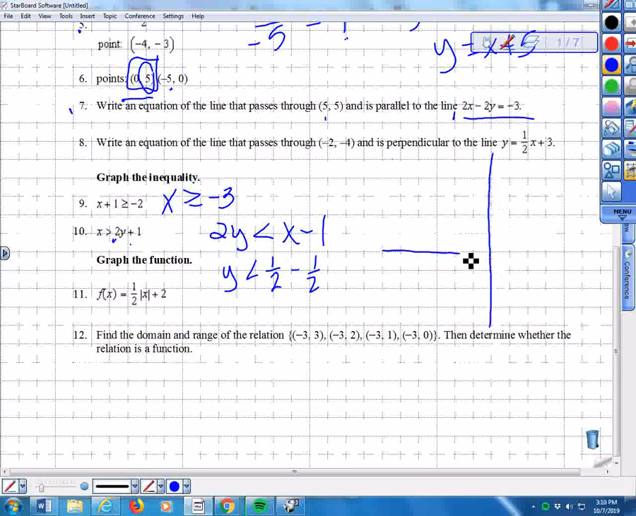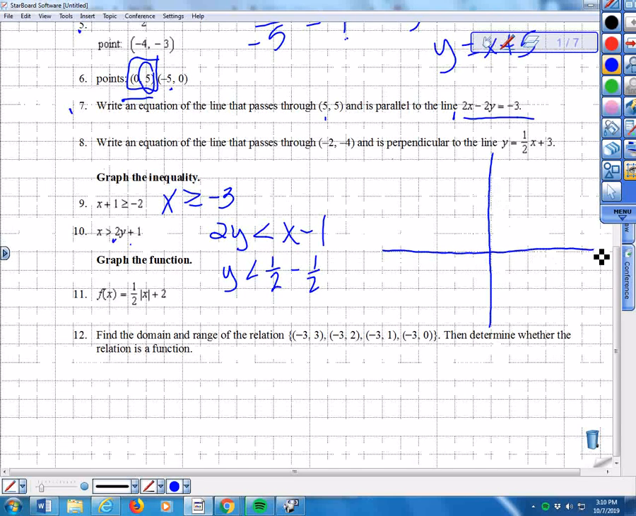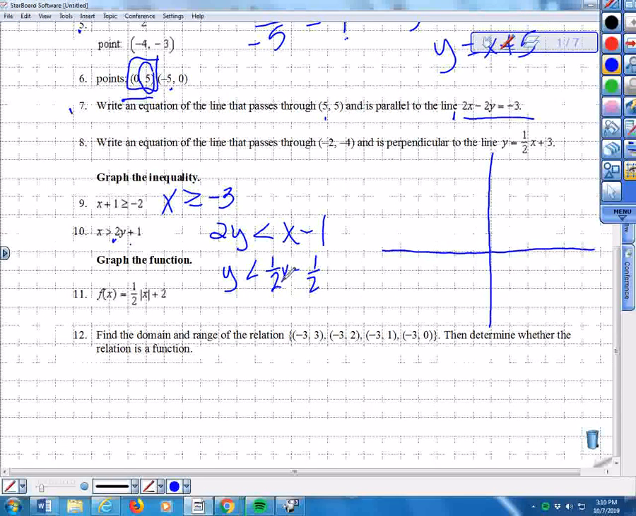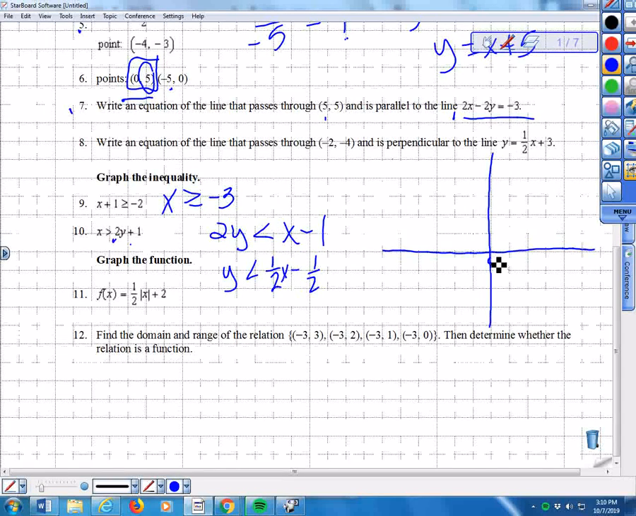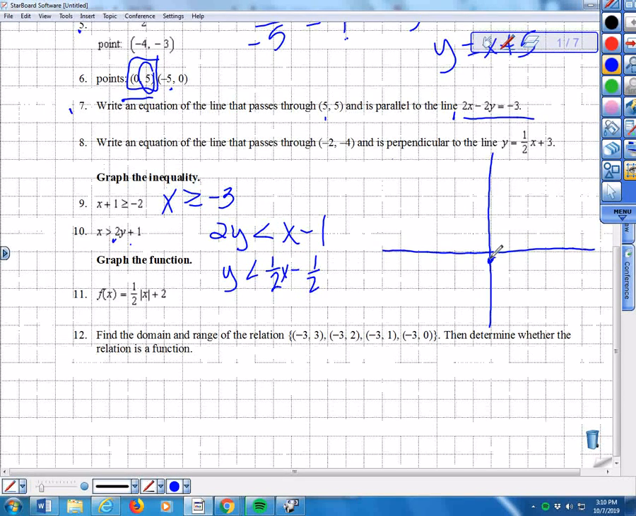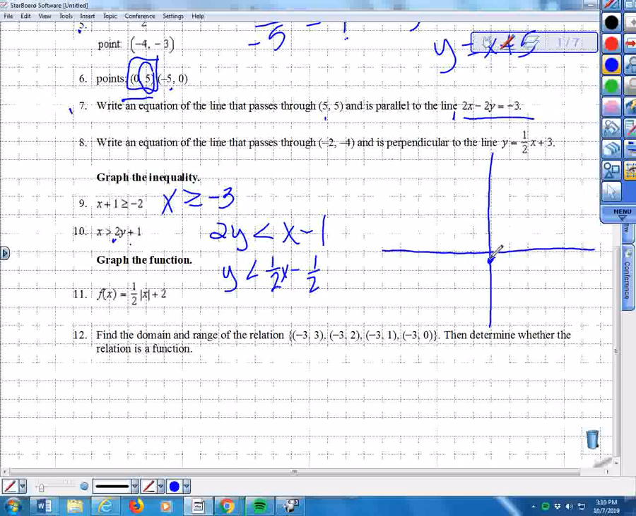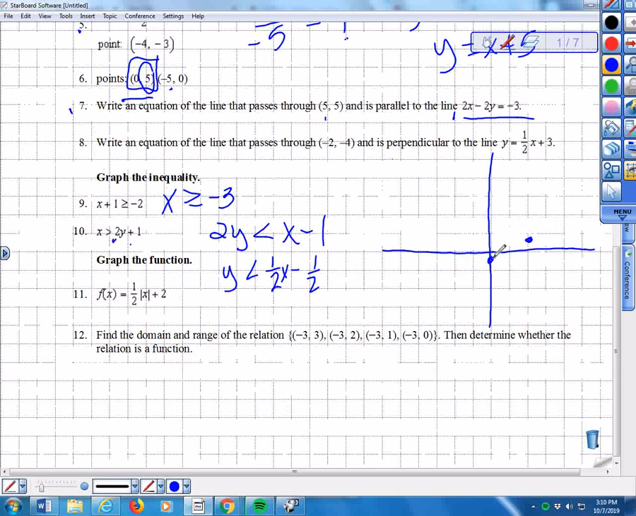So where do I start? Negative 1/2. Then I go up 1 over 2. There's my second point. Is it going to be solid or dashed? Dashed.